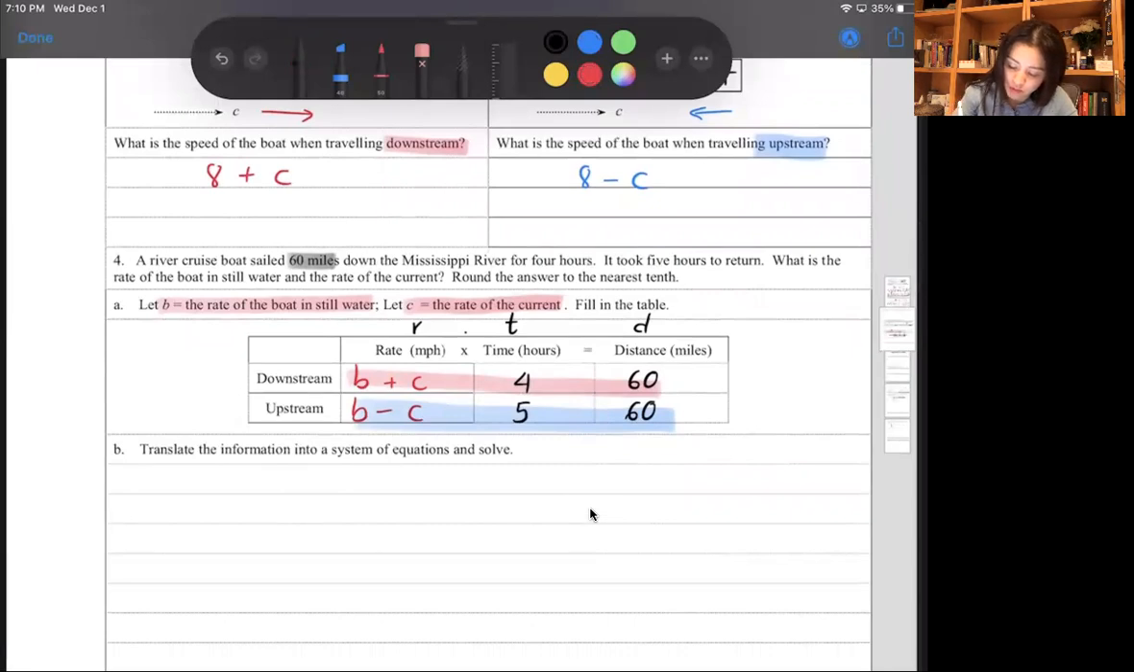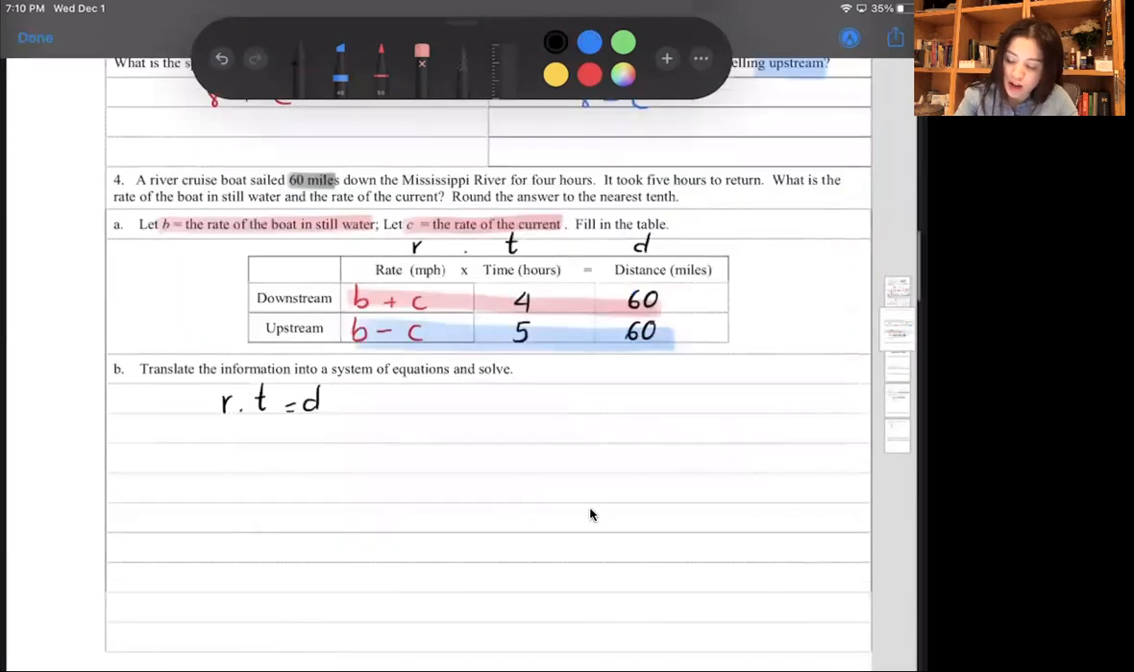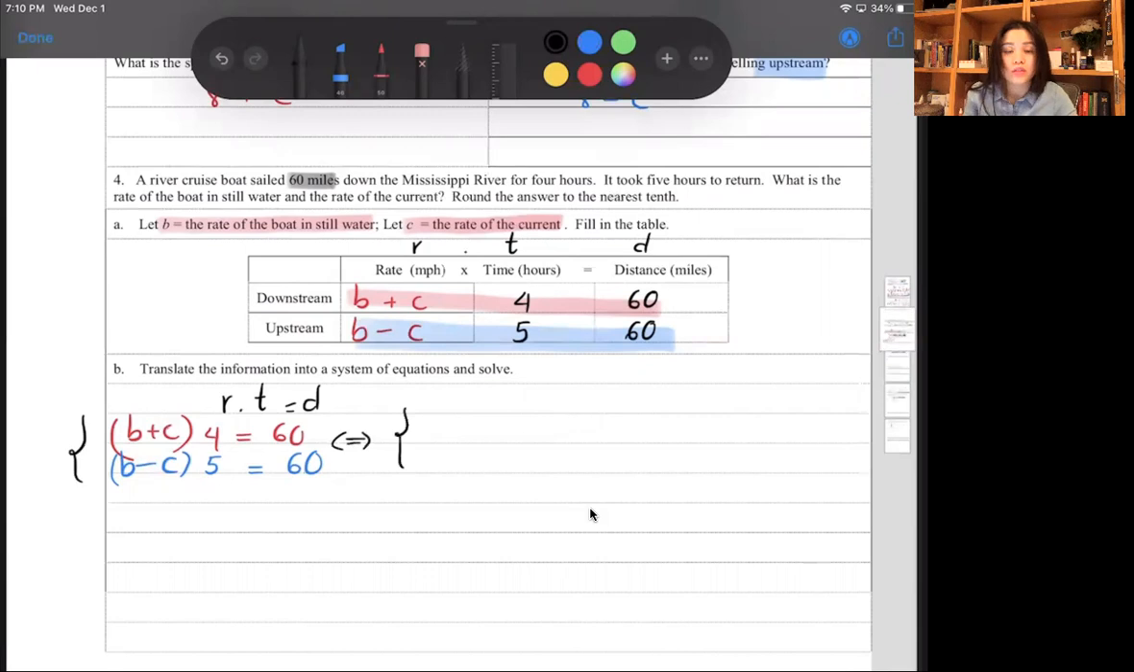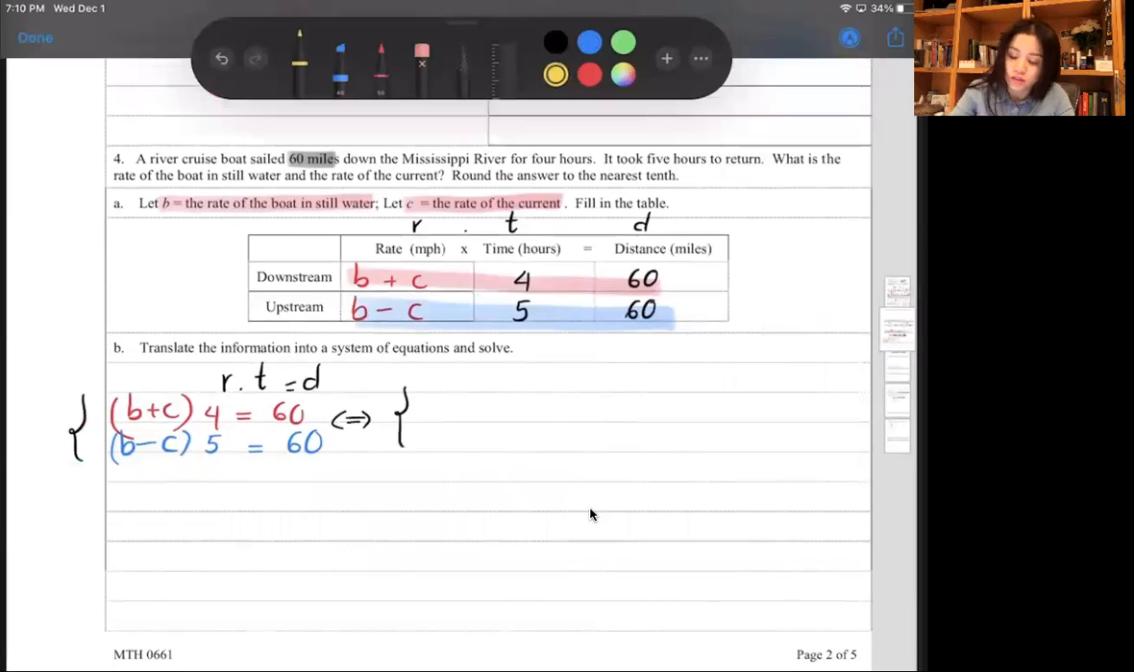So remember, we have R times T equals D, right? So that means all I have to do is multiply all of these together horizontally. Okay. So the first equation I have (B plus C) times 4 equals 60. And then the second one is (B minus C) times 5 equals 60. Before we solve using elimination or substitution, I suggest you distribute the 4 and the 5. Right? So distribute the 4 and also the 5 down here. So here I have 4B plus 4C equals 60, and then 5B minus 5C equals 60.